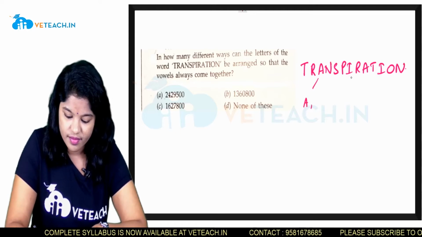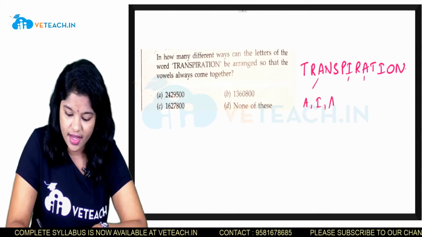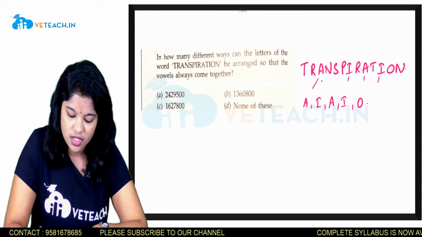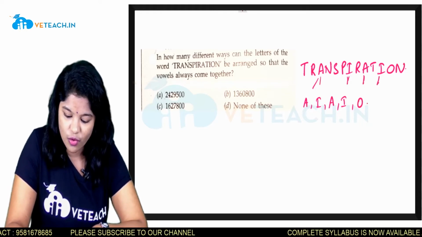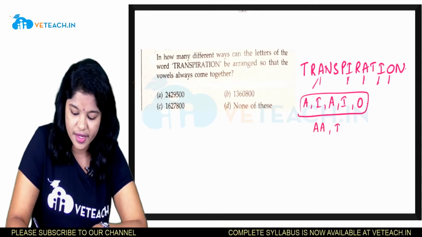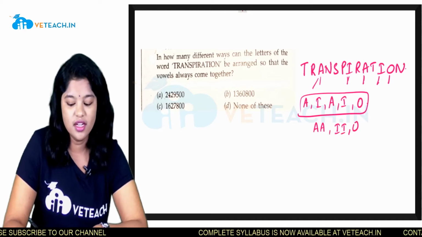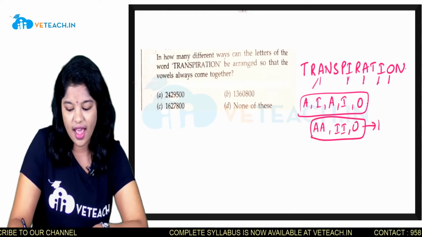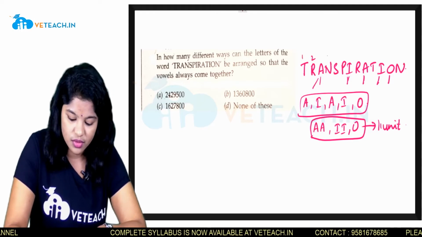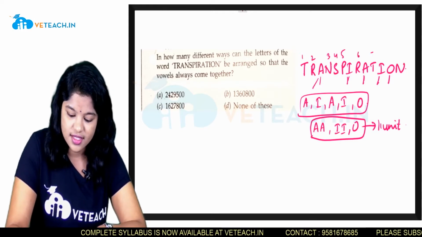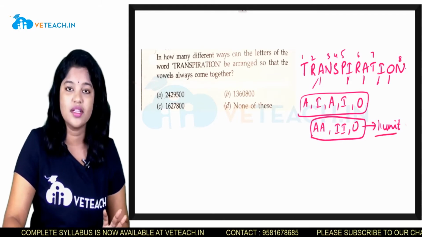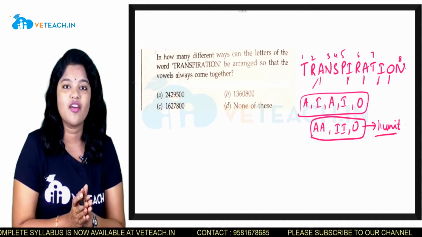A, I, again A, again I, and also we have one more vowel, O. So, 1, 2, 3, 4, 5. Total 5 vowels are there. Out of them, A's are repeating and I's are also repeating. So, these 5 vowels are treated as one unit. And the remaining letters: 1, 2, 3, 4, 5, 6, 7, 8. So, these are 8 units and the vowels considered as one unit. So, in total we have 9 units.